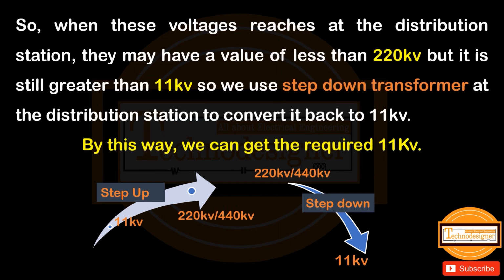So, when these voltages reach the distribution station, they may have a value of less than 220 kV but it is still greater than 11 kV. So we use step-down transformer at the distribution station to convert it back to 11 kV. In this way, we can get the required 11 kV.